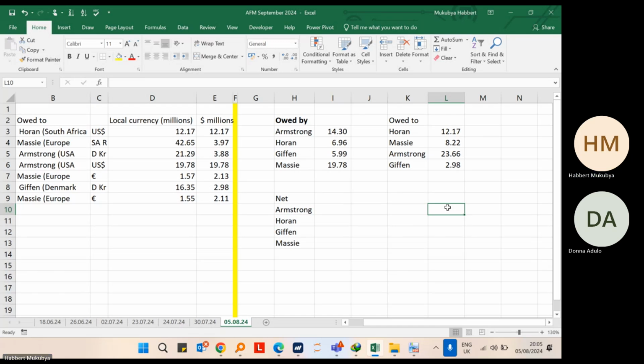So we have Giffen 23. Armstrong 23.66. We have Massey 2.98. Then we have Armstrong 12.7. Okay. So now, which company has the largest? Which is owing most? It is Massey, with 19.